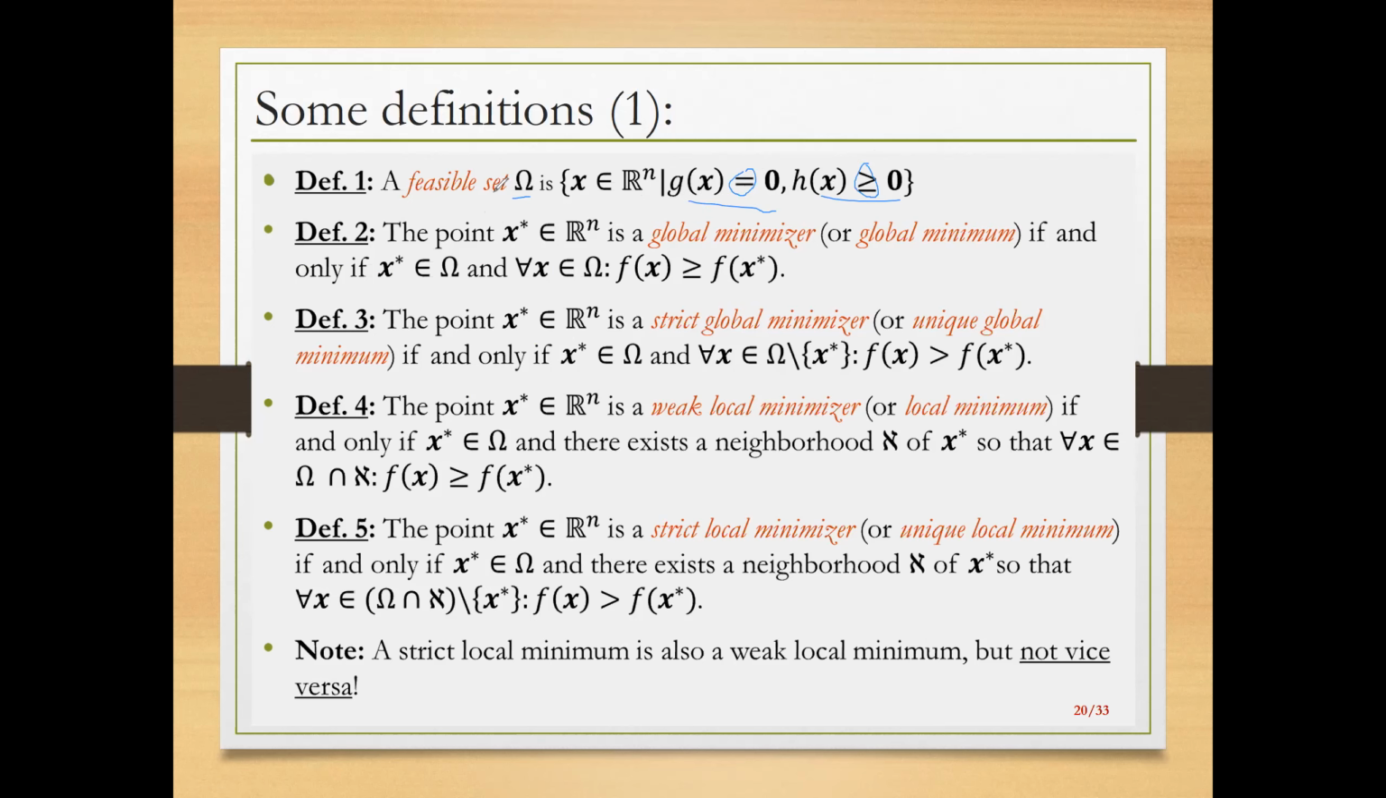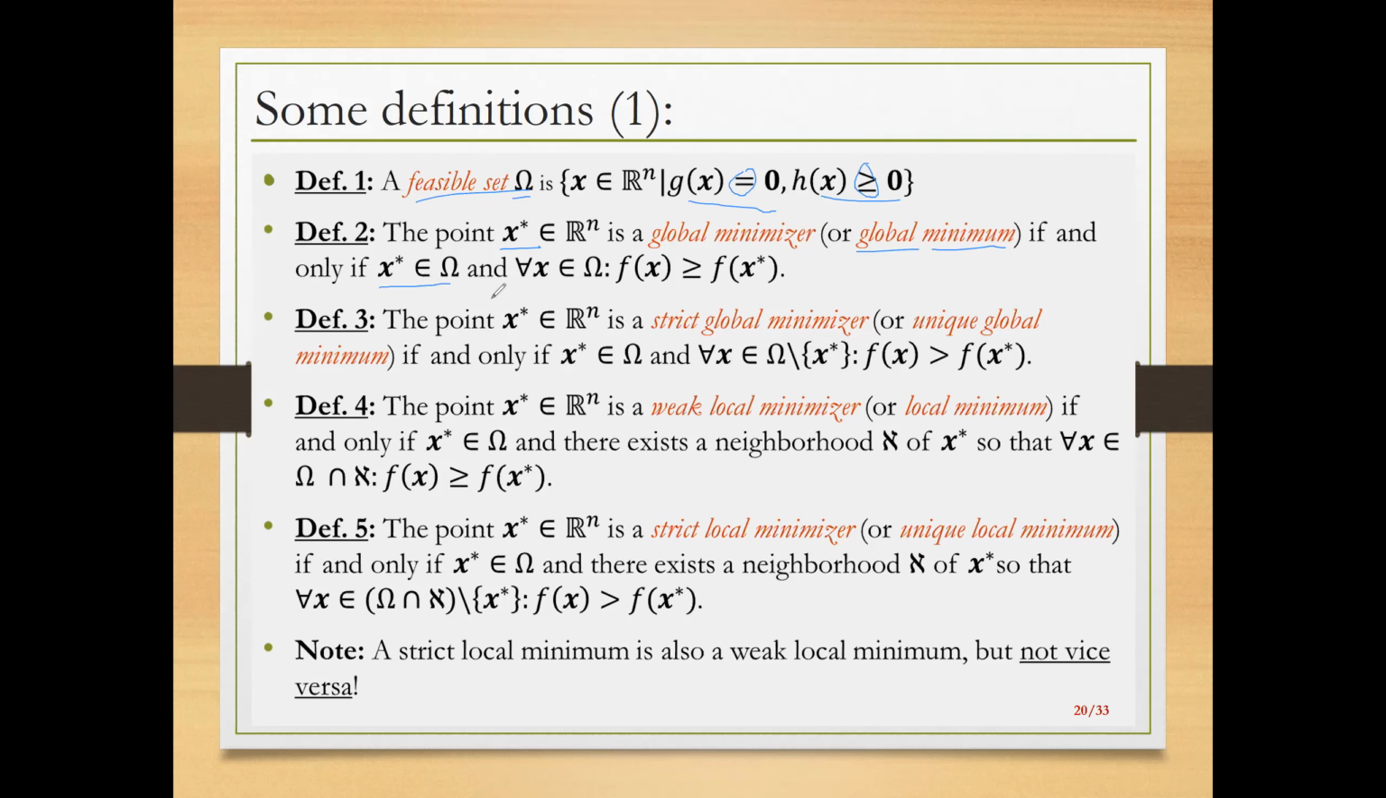Now, in the feasible set omega, we call the point x star a global minimizer or a global minimum. Keep in mind the two terms, global and minimum. This is important. So we say x star is a global minimum if and only if, obviously, x star is in the feasible set.